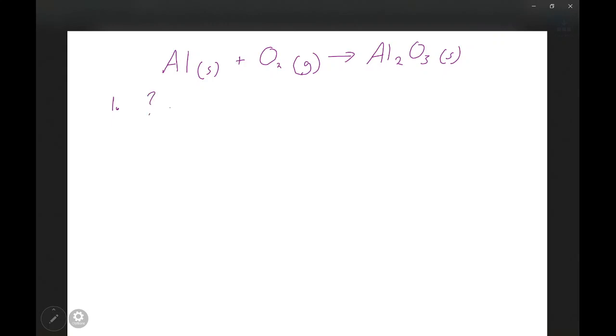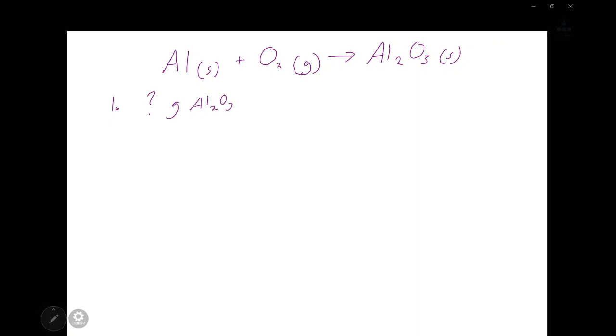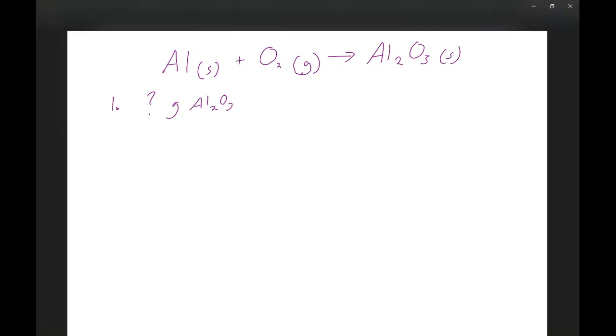The first part of this question asks us how many grams of aluminum oxide can form when 5.4 grams of aluminum and 8.10 grams of oxygen are reacted. So how many grams of aluminum oxide when 5.40 grams of aluminum combined with 8.10 grams of oxygen.